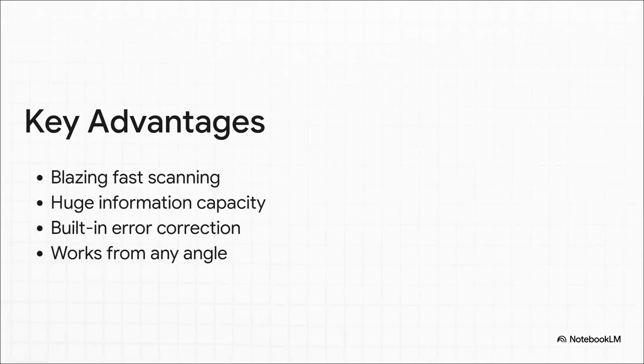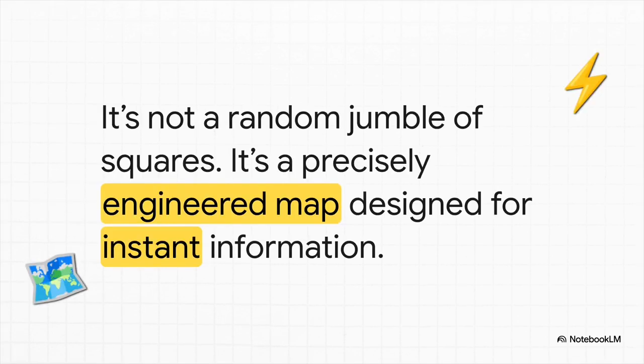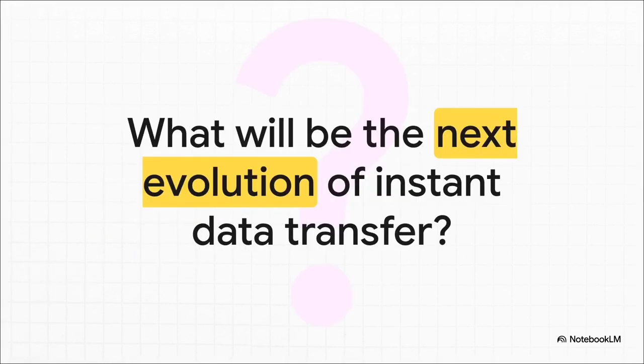So let's just put it all together. They scan incredibly fast, they hold a ton of information, they're super durable because of that error correction, and you can scan them from pretty much any angle. It's just a killer combination. So yeah, the next time you point your phone at one of these, just remember it's not a random jumble of squares. It's a highly efficient, precisely engineered map that's designed to get information to your device in the blink of an eye. It's an incredibly smart system that has totally changed how we interact with things.